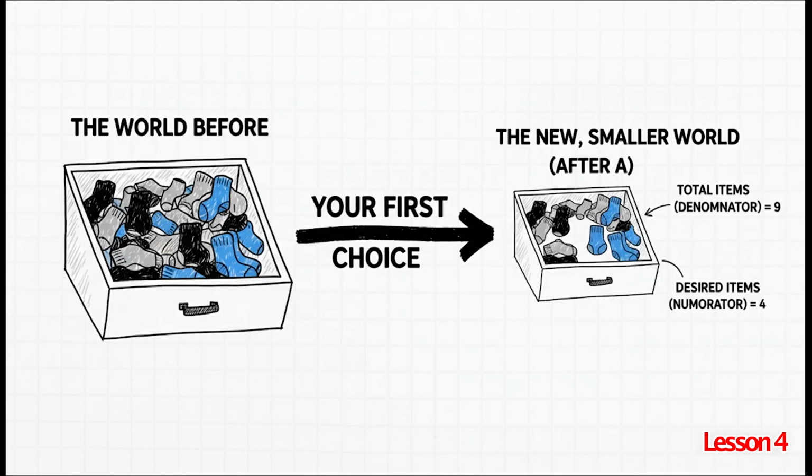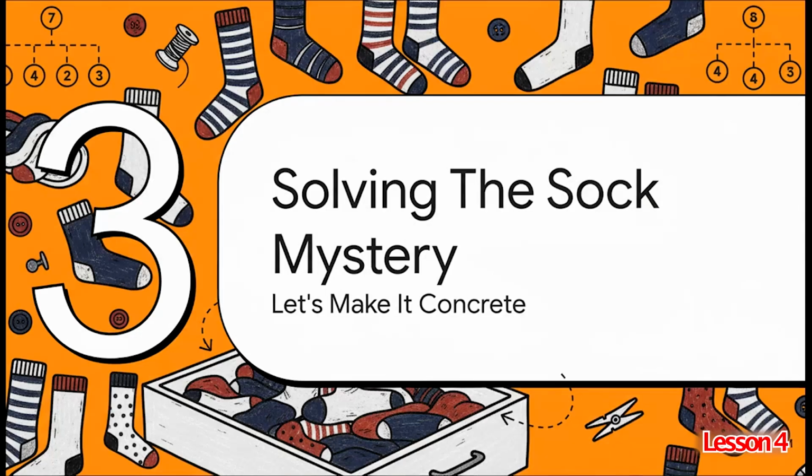So here, the first choice changes what's left in the drawer. You pick a sock out. Now there's fewer total socks. It's gone from 10 down to 9 socks. So the denominator has changed. Your first choice was out of 10. Your second is out of 9.